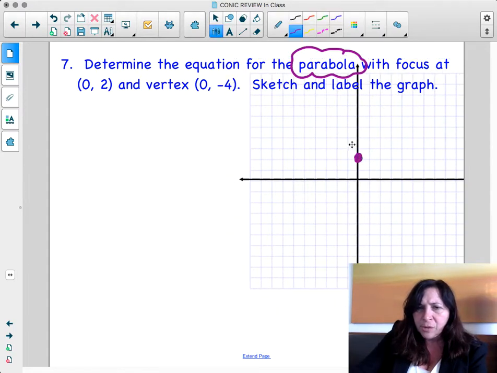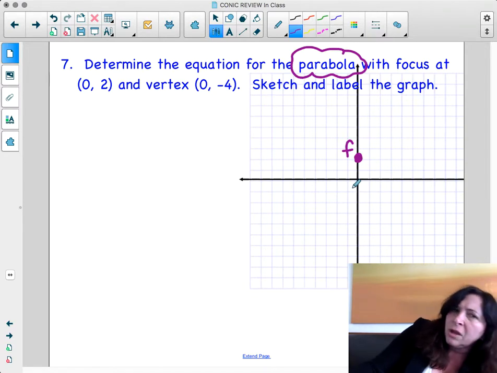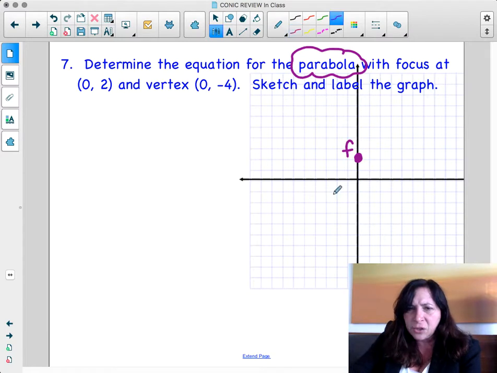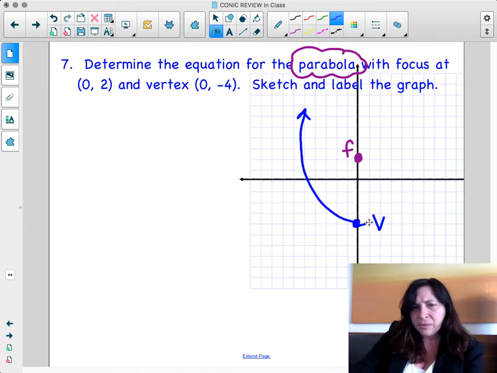Focus point is here. Put an F there to remind you of what it is. And a vertex at 0, -4. 1, 2, 3, 4. So there's my vertex. That tells me that my graph does this, right?